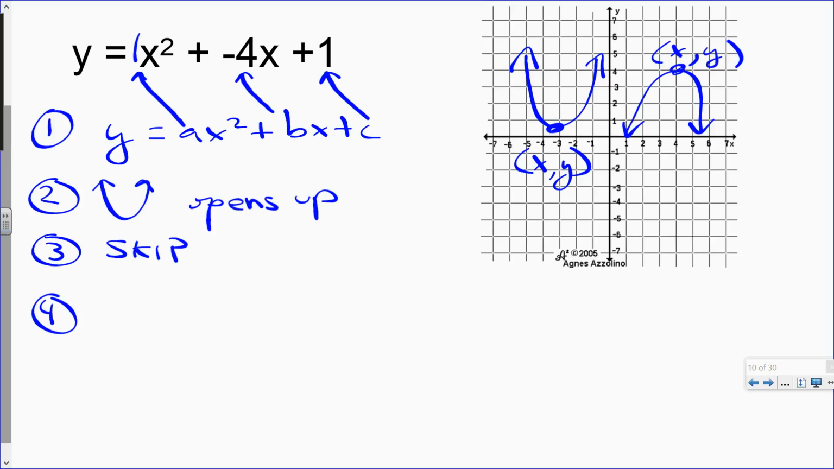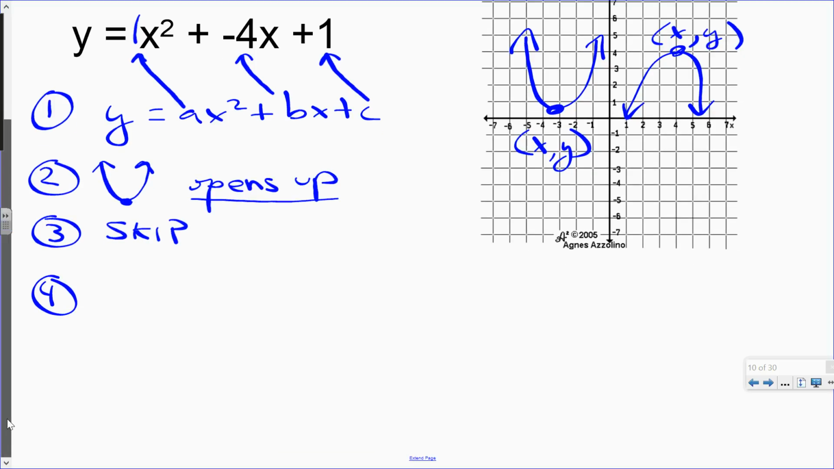But we already know that the parabola opens up, right? Step 2. So we're going to actually find the lowest point of the parabola right now. That's what step 4 is all about. That's called the vertex, the lowest point. Okay? And Mr. Grundy just gave us the formula to find the vertex.